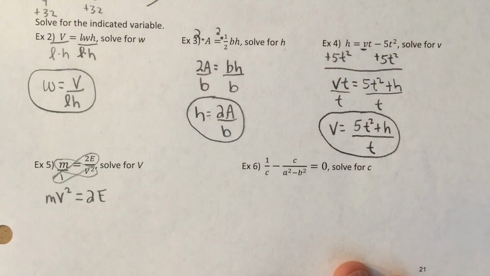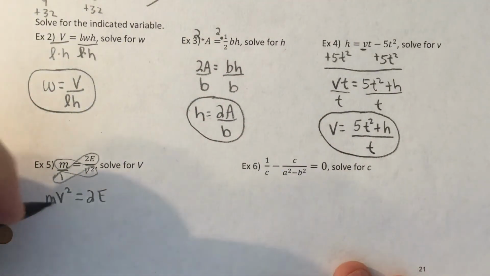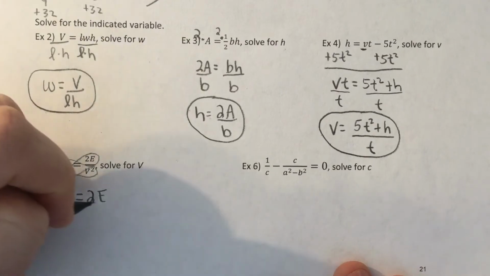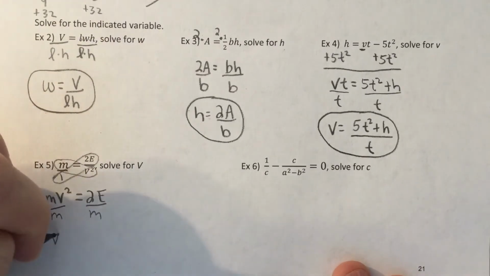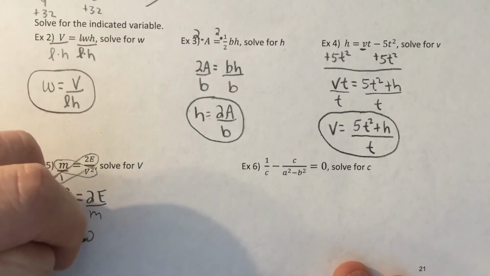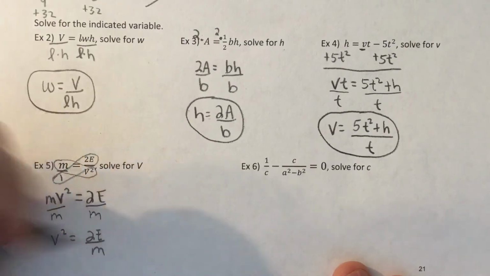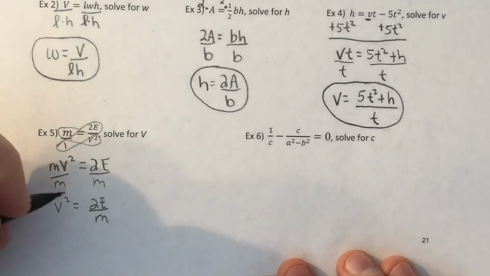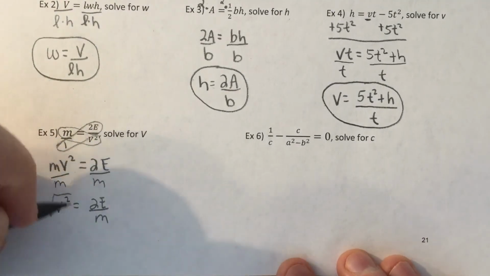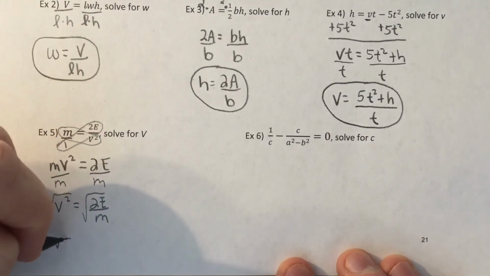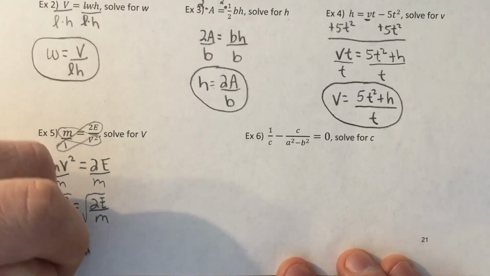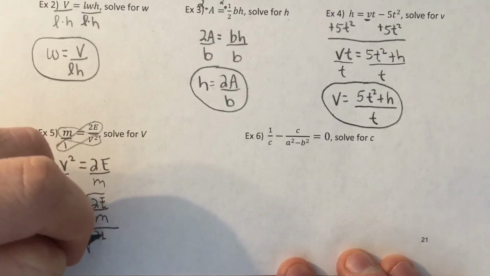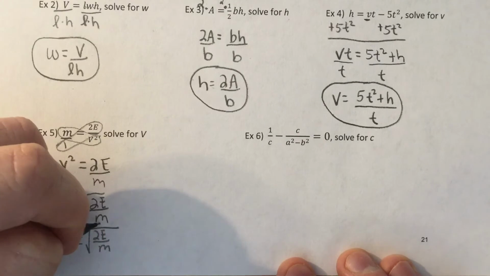I then want to get the v by itself. Again, as I go through PEMDAS backwards, there's no addition or subtraction, but there is multiplication. So I'm going to divide by m. So that gives me v squared equals 2e divided by m. And then finally, I want to get rid of the squared, so I'll take the square root of both sides. So we end up with v equals plus or minus the square root of 2e divided by m.